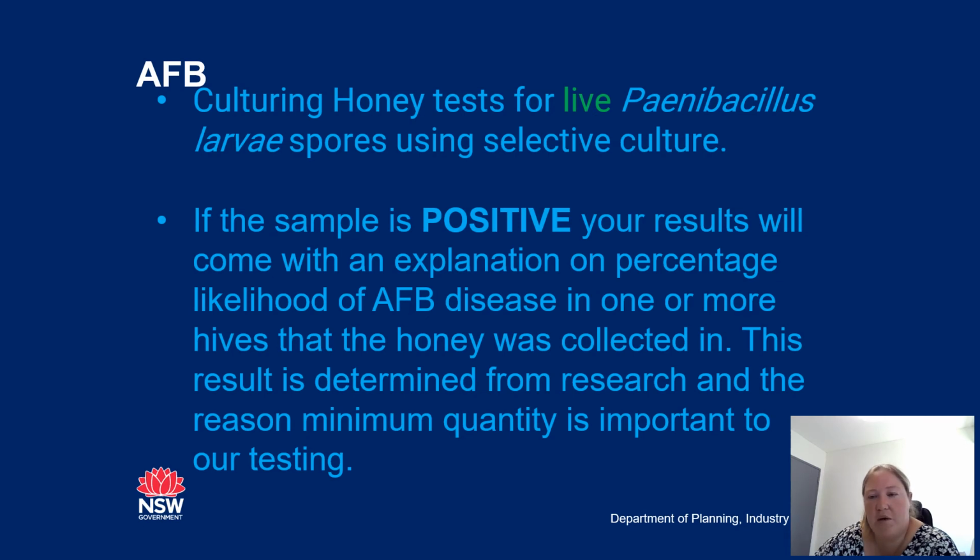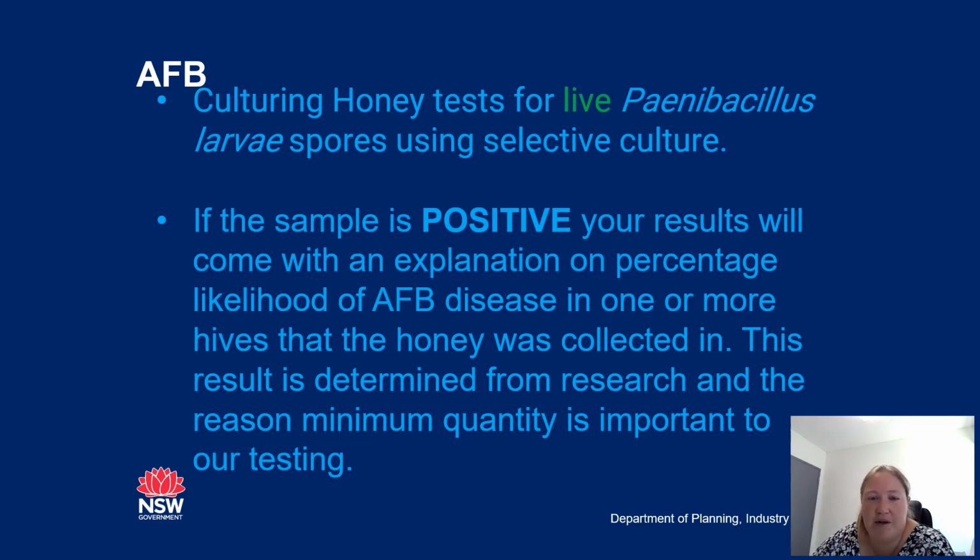So when we request to culture for AFB, or Paenibacillus larvae, what we're looking for are the live spores in a sample. And we do this by running it through a process, and we selectively culture on special plates which knock out other bacteria that would stop us from identifying the Paenibacillus larvae.